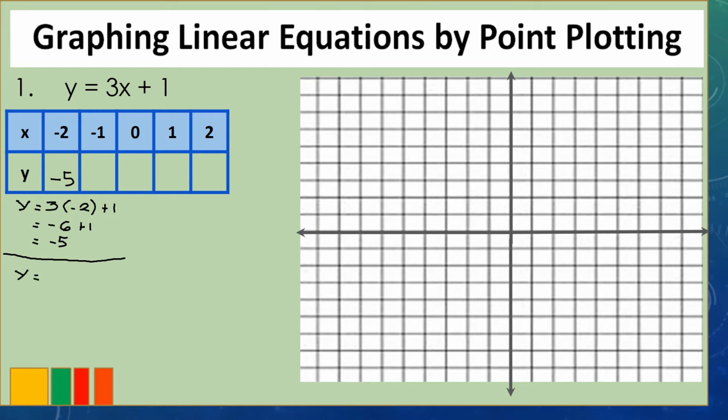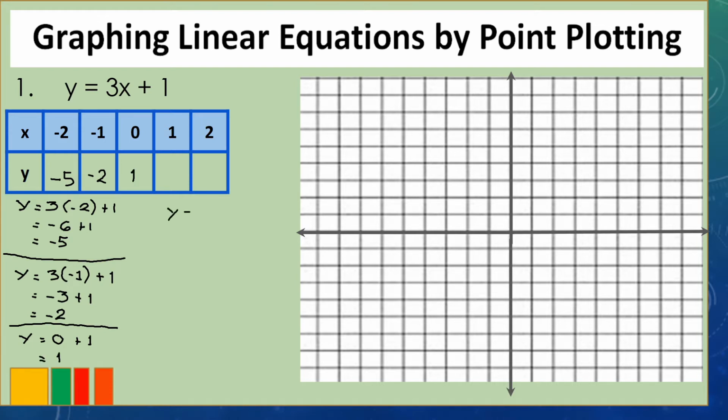For x is negative 1, let's use the same equation. y is equal to 3, substitute x as negative 1, and then it will become negative 3 plus 1, and it will be negative 2. So the value of y will be negative 2. For x is equal to 0, you can simply cancel x here. So therefore, we're going to have y is equal to 1. So this will be 1.